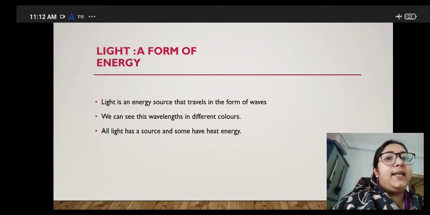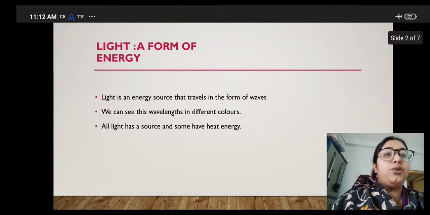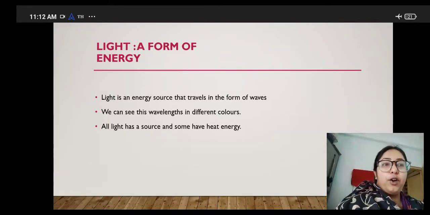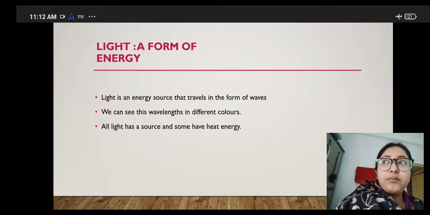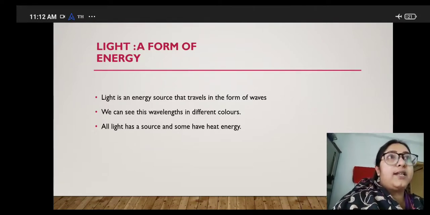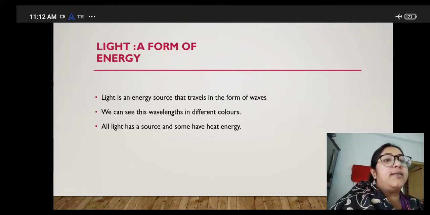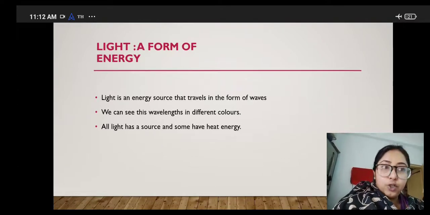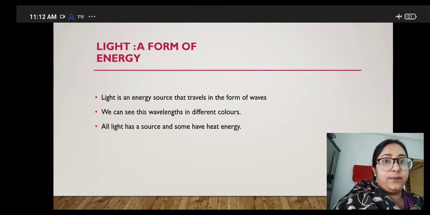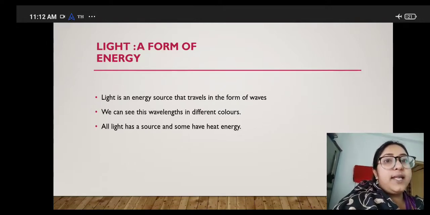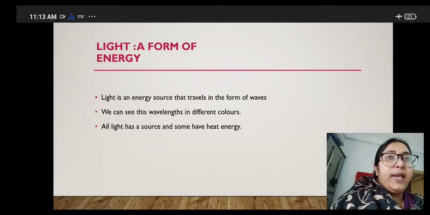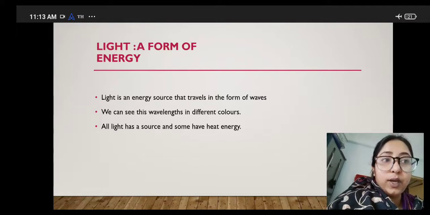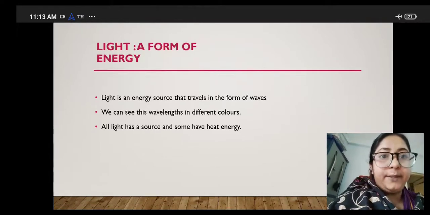So, light is basically a kind of energy source that travels in the form of waves. Waves, as we have all gone to sea beaches and seen the structure of sea waves that crash on the beaches. So, light is nothing but a type of wave. It traverses from the light source to our eyes in the form of waves. Next, we can say that we can see the wavelength of light in different colors. What wavelength is, we are going to explain in the coming slide.